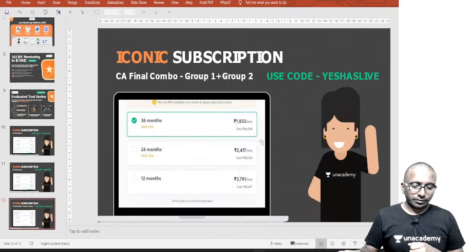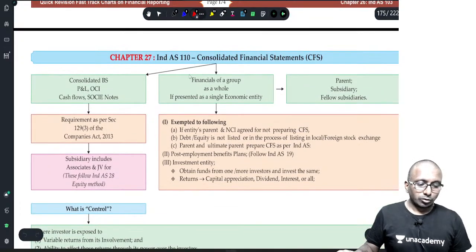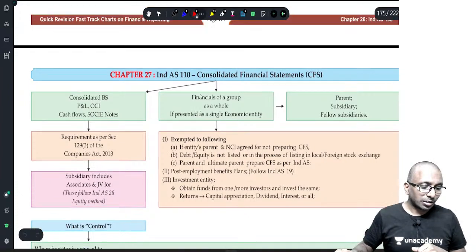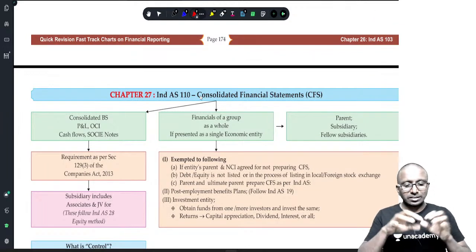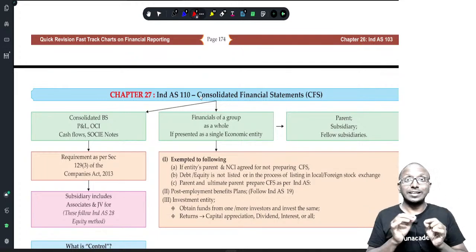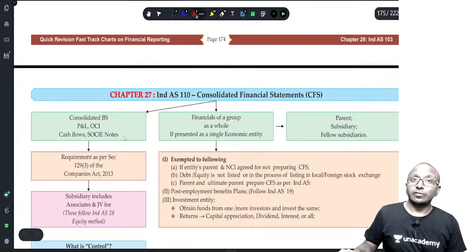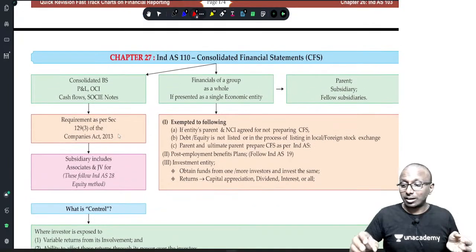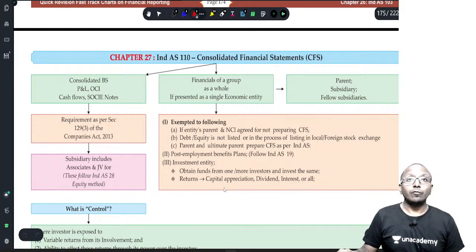Let's go ahead with our concept for today. As I told you, these charts are from my textbook, Quick Revision Fast Track Charts on Financial Reporting. It has everything, all the Ind AS, the entire financial reporting chart book, and today we are reading it from here. All the revisions I have read from here. This covers an elaborative discussion and will obviously be very helpful to you.